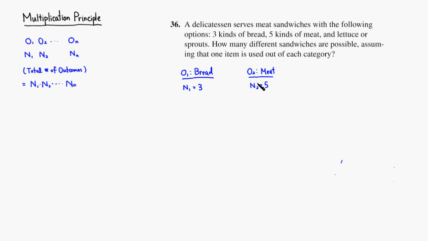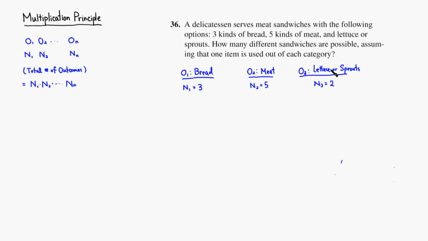Then we choose either lettuce or sprouts. So this is going to be operation 3. So this is lettuce or sprouts. And assuming that we have to pick one of each, N3 would be 2, right? We have to pick either one.